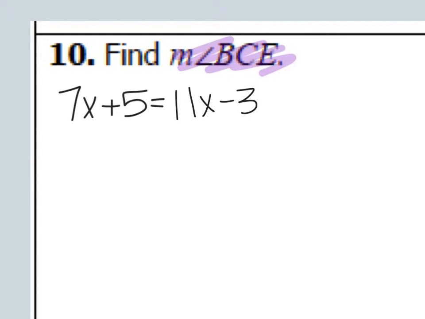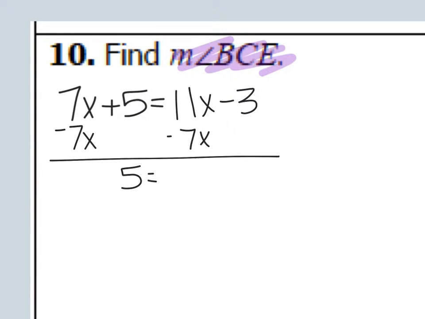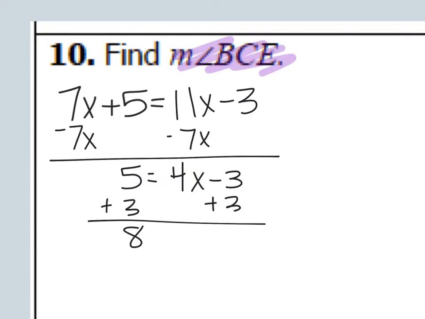Okay, so we're going to solve for x. We're going to subtract 7x from both sides. So 5 equals 4x minus 3. Add 3. I get 8 equals 4x.